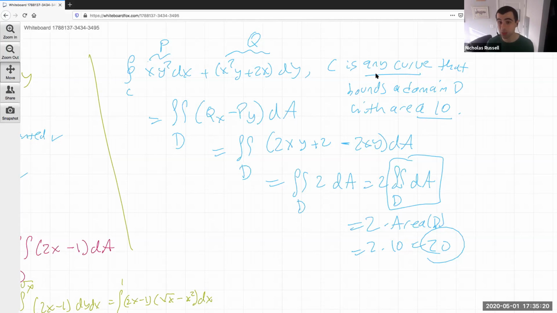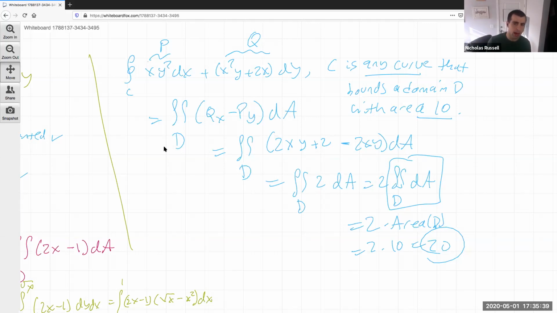Because if I say any curve that bounds an area of 10, you might go, how do I even come up with that? But it comes from the fact that you have this form. This is why Green's theorem is so helpful. So that's at least a couple of important things about Green's theorem here.